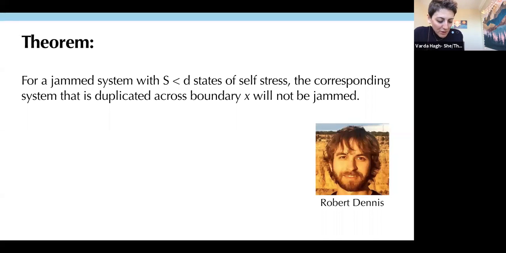These zero modes imply something very important, which is this theorem that my collaborator Robert Dennis has written and proved. It basically says that when we have a jammed system, if the number of states of self-stress is smaller than d, copying or replicating the system and attaching it along some arbitrary boundary x will introduce new zero modes to the system, which will make it unjam.